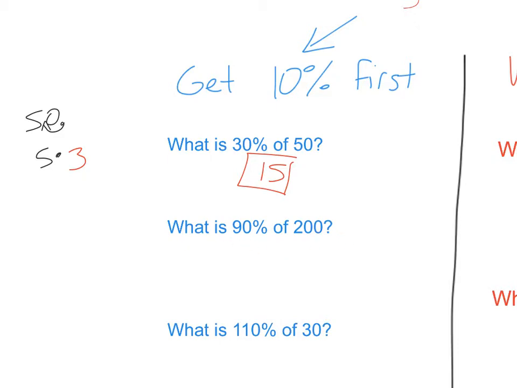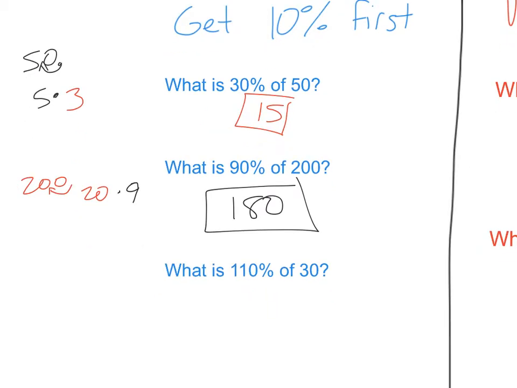So again, get to 10% first. First off, find what is 10% of 200. Well, here in 200, if I move the decimal one place to the left, 10% becomes 20, but I need 90%. So take your 10% and multiply it by, you probably guessed it, 9. Okay, 9 times 2 is 18, add a 0, you get 180.